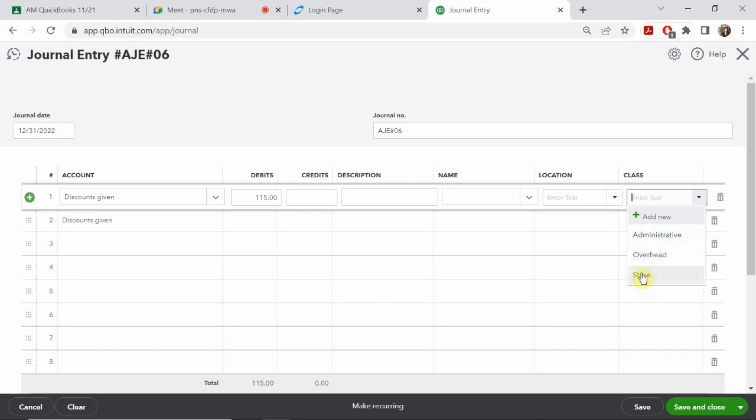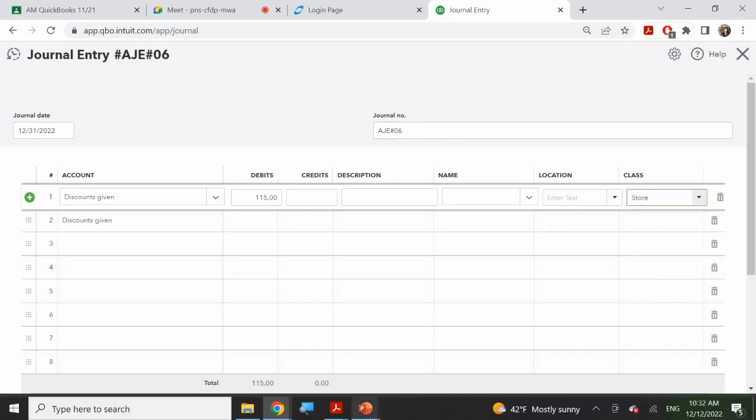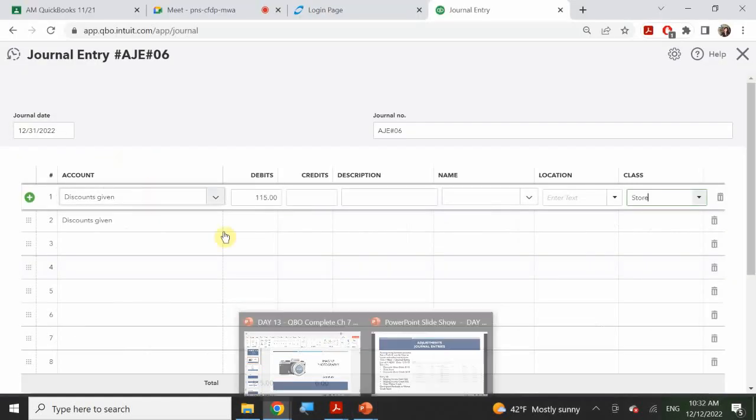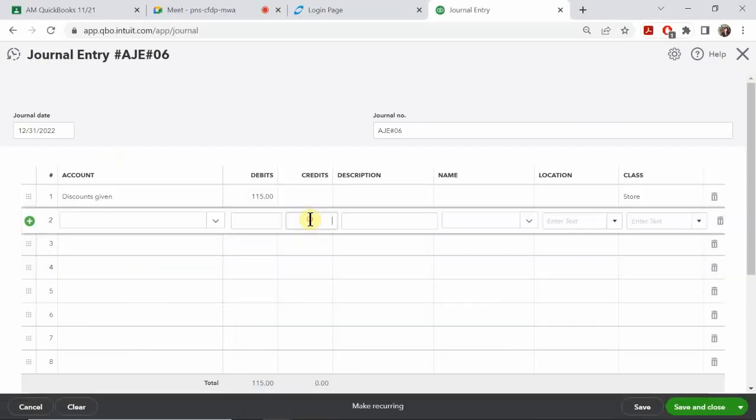Now, if you remember the exact store location that you gave this discount at, then that's where you're going to go ahead and also plug in the location. In this case, I'm not going to do locations. I'm just going to classify the store. And then I'm going to credit the 115. In this case, we don't have a classification because it's non-specified right now, so I don't need to put any specifications.